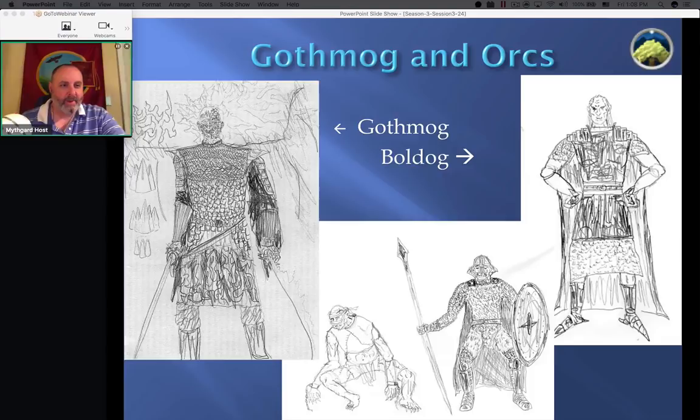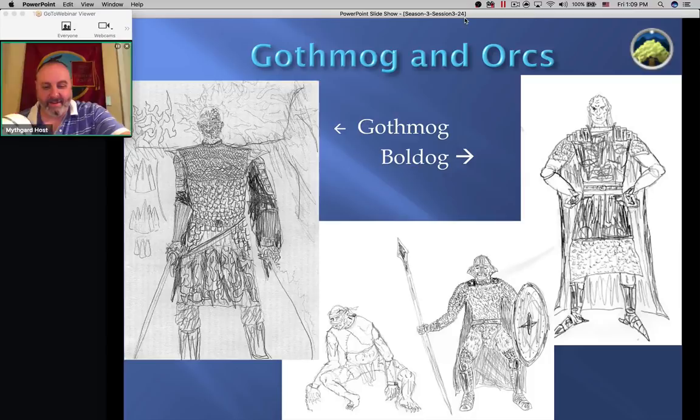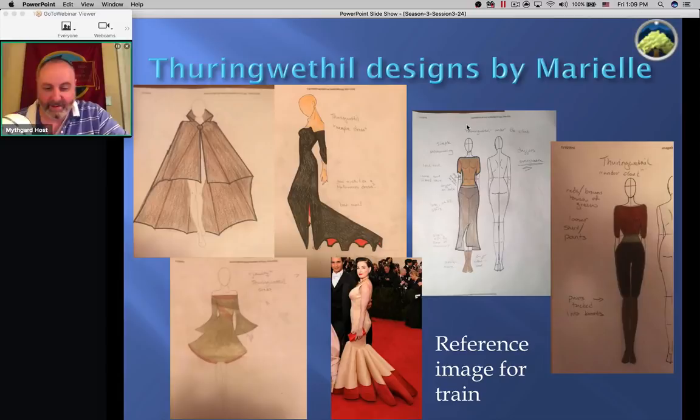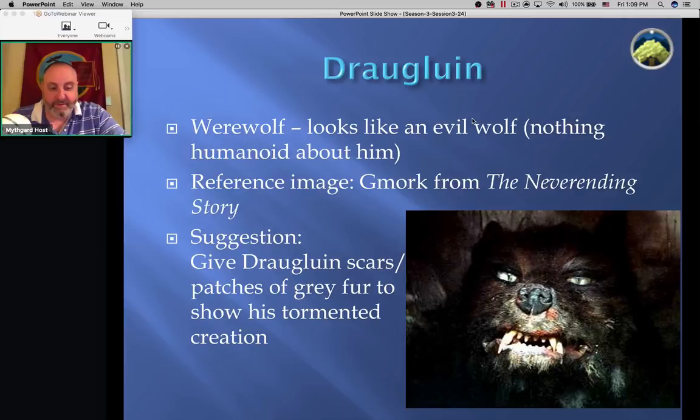We made it through almost half the slides, which is about right. We did. We've only got two left of the design slides. Well, I meant total, but we were never going to do the other ones. Yeah, that was not going to happen. We have the orcs still to talk about, and then Thorin Gwethil, right? Come on, we still got Thorin Gwethil. Not to mention, I think we have Tevildo stuff. Oh, Draugluin and Tevildo. Okay.